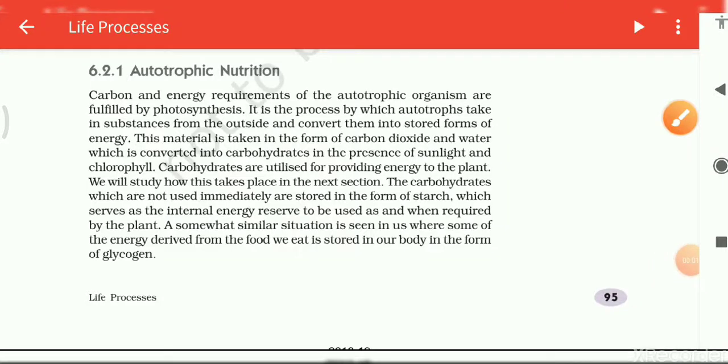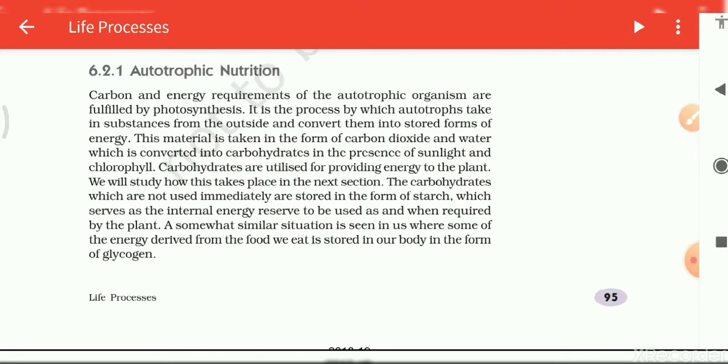Hello students, let's continue our chapter Life Processes of Class 10 NCERT Science. In this video, I will explain 6.2.1, that is autotrophic nutrition. In the previous video, I explained that nutrition is divided into two: autotrophic nutrition and heterotrophic nutrition.